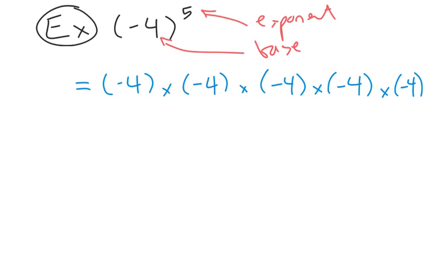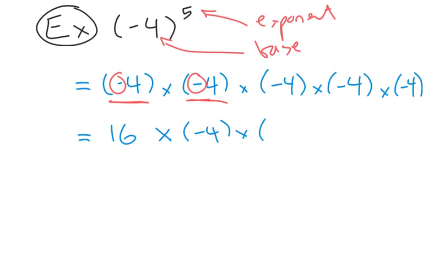Let's tackle this step by step. The first two numbers we're going to multiply are -4 and -4. 4 times 4 is 16. When you have a negative number multiplied by a negative number, the answer is going to be positive. So 16 is going to remain positive. I'm just going to write in the other things that we haven't touched yet, just to show you all the steps.